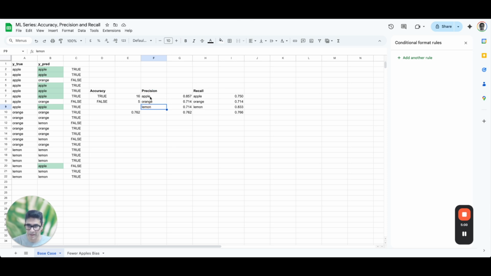Like, how good am I able to predict that this is an apple? Similarly, for recall, from the data set that is only apple, how many have I been able to identify as apple? So that is what accuracy, precision, recall is.